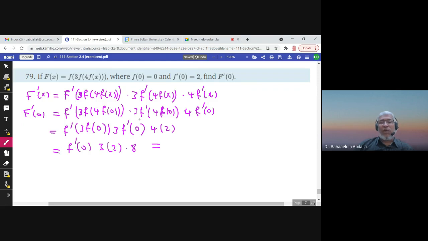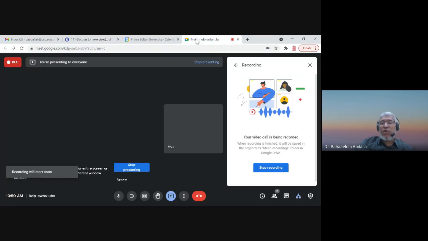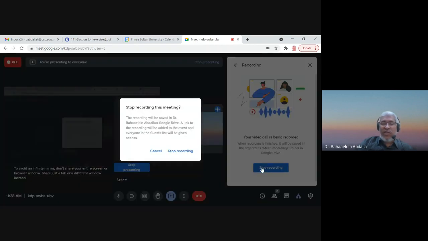Now what is f prime of 0 is 2 times 6 times 8, 48, and now 48 times 2 would be 96. That's the answer. I hope you understand now the chain rule better and you can solve exercises by yourself.